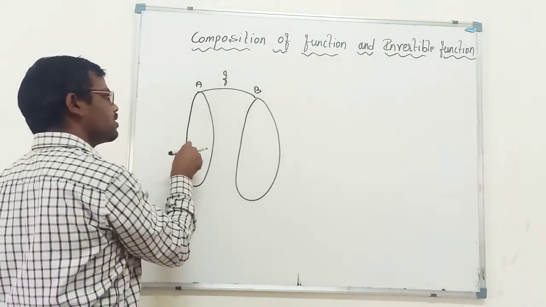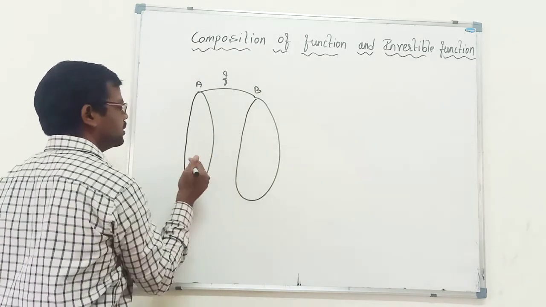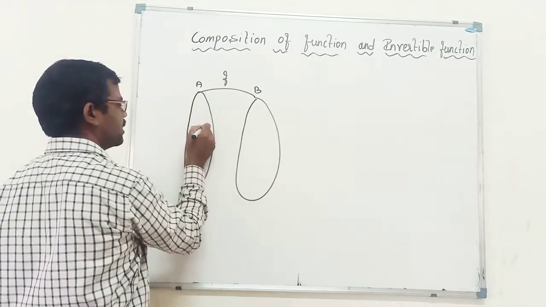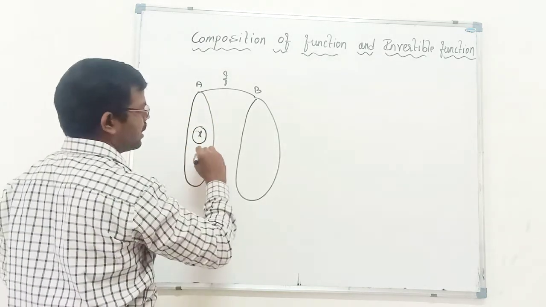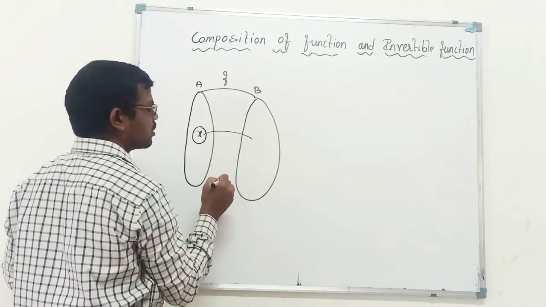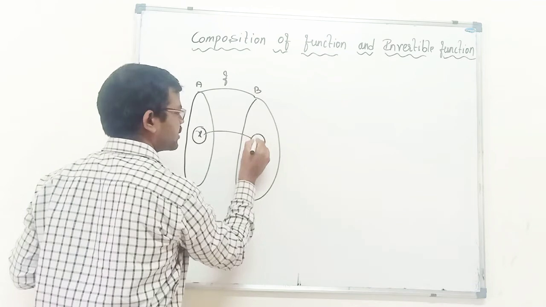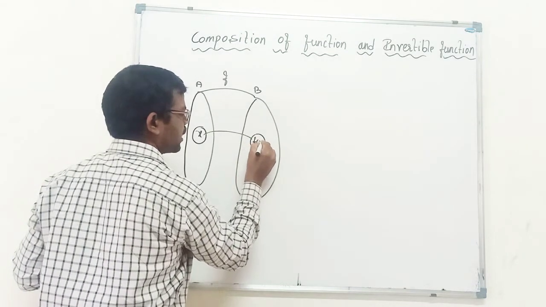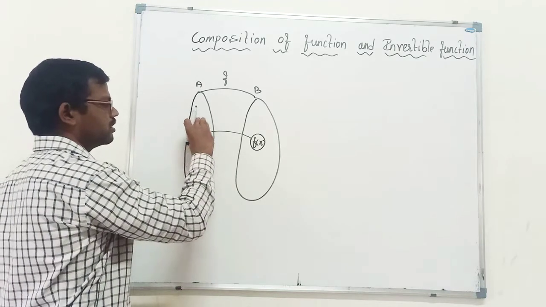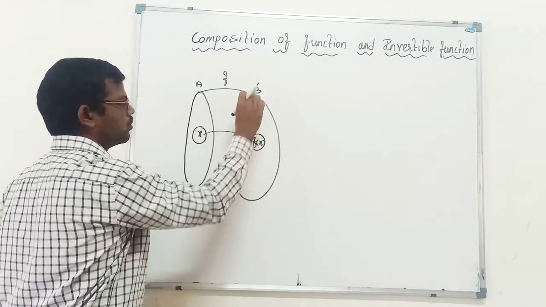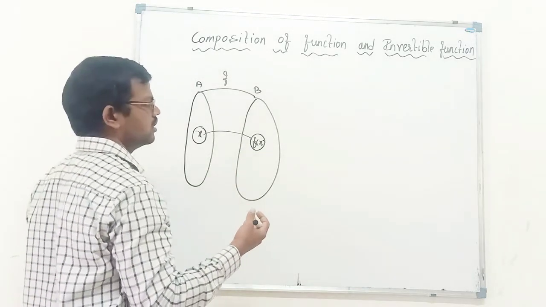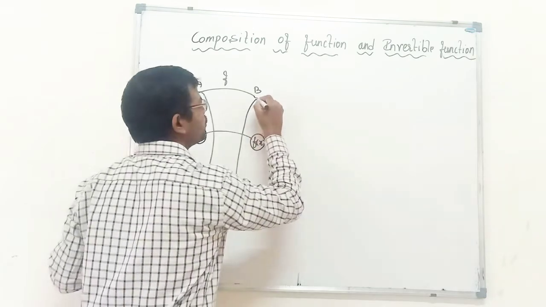If f is a function from A to B, it means for every element of the domain, suppose the elements of the domain are indicated by x, there should be an image in the codomain. For that we indicate it as f of x. For the elements x we have elements in the codomain B, that is f of x, and we have another function, from B to C.